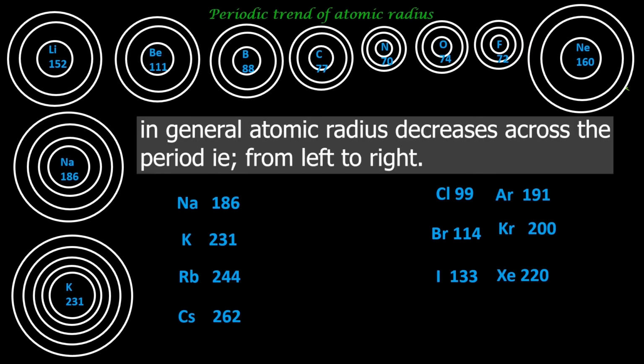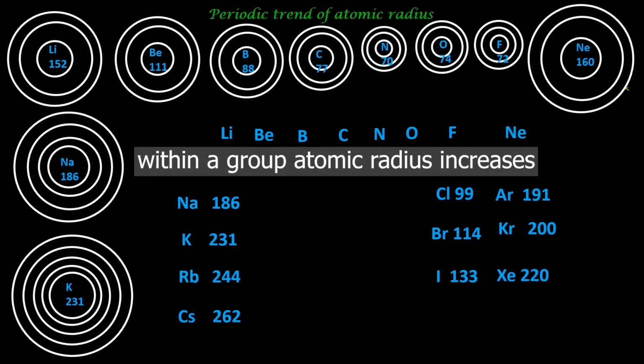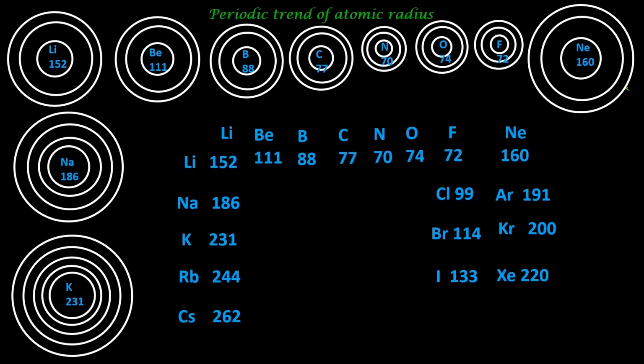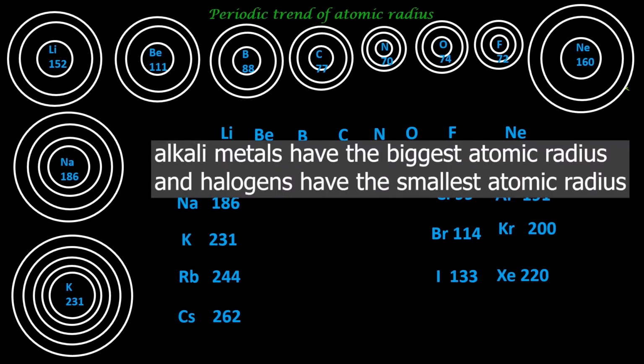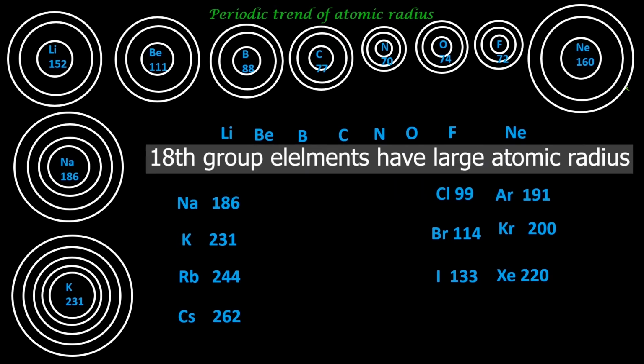In general, the atomic radius goes on decreasing within a period, that is as we move from left to right, excepting for the 18th group or the zero group. And within a group, it goes on increasing. So on the extreme left hand side, the first group elements, which we call alkali metals, have the biggest atomic radius, and on the right hand side, the halogens, that is the 17th group elements, have the smallest radii. The 18th group elements anyway have very large atomic radius.